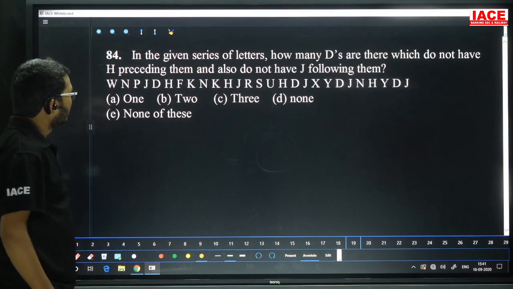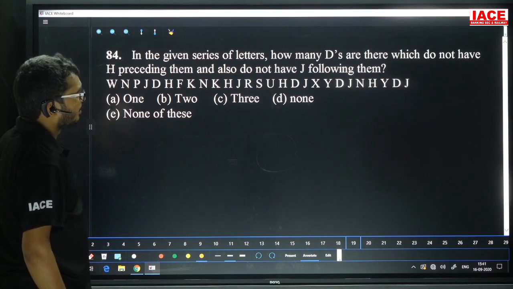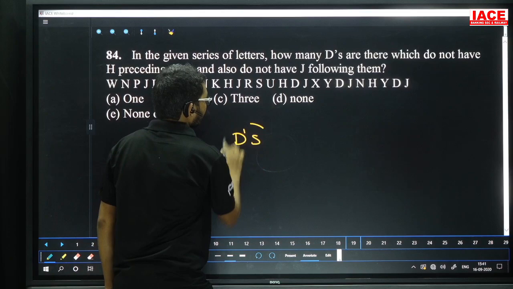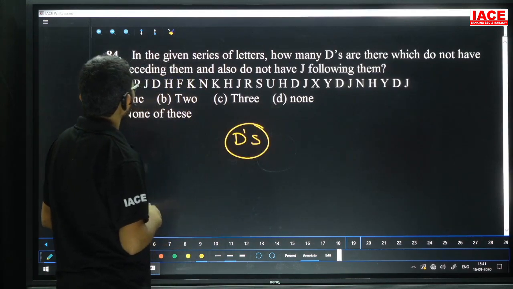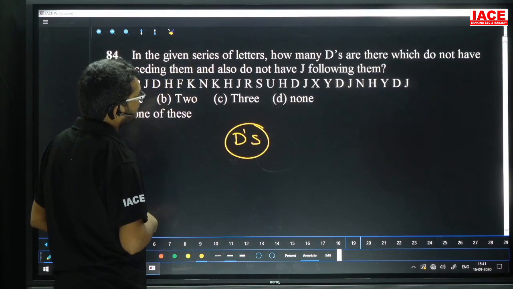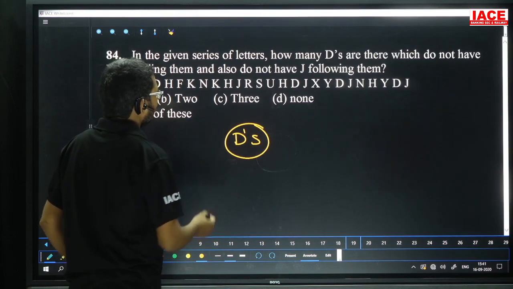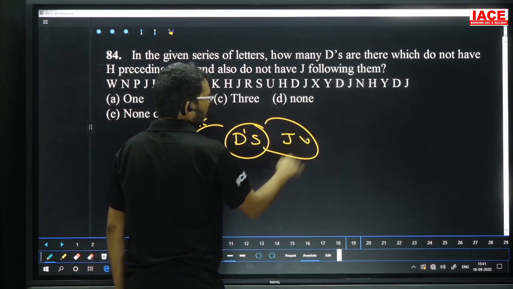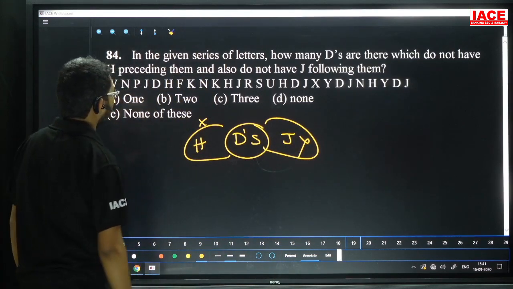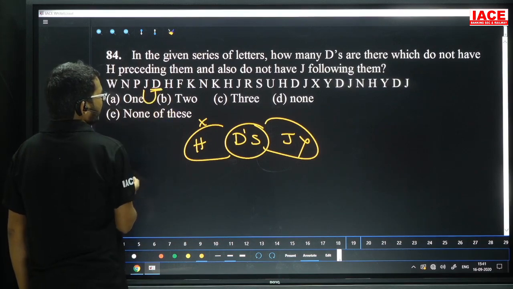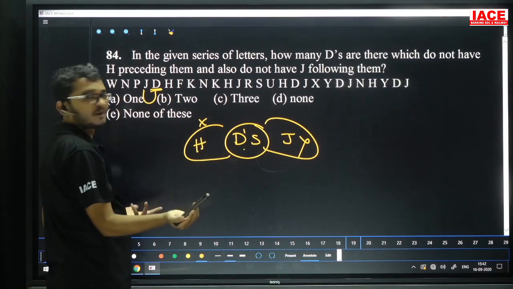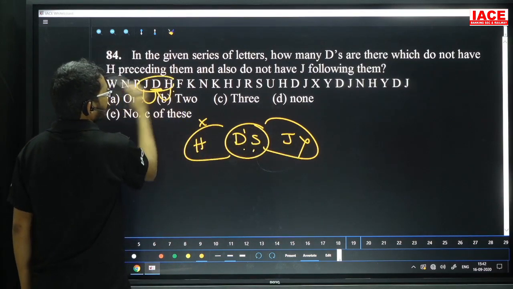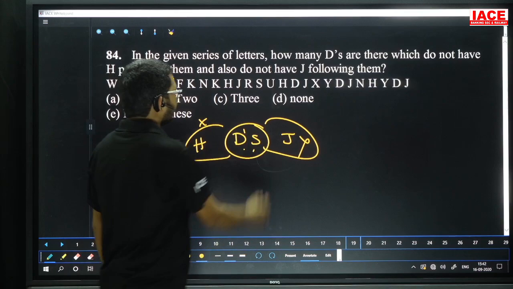Question number 84. In the given series of letters, how many D's are there which do not have H preceding them and also do not have J following them? So friends, for D, before it H has no chance, and after it J also has no chance. Now take care. DN. D before is what? J. D before H no chance. J is a possibility. After is what? Here J no chance. Here H is a possibility. Yes, one pair.